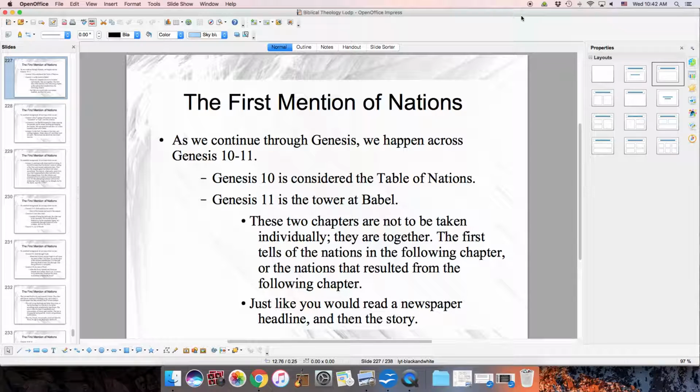Genesis 10 is considered the table of nations. If I remember right, there are 70 nations mentioned, 70 or 72. I'd have to go back and count again. I don't remember. But there are 70 or 72 nations mentioned here. Ham, Shem, and Japheth are the three patriarchs of all the nations. They're the three sons of Noah.